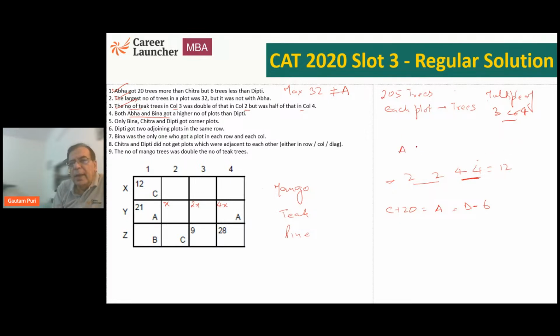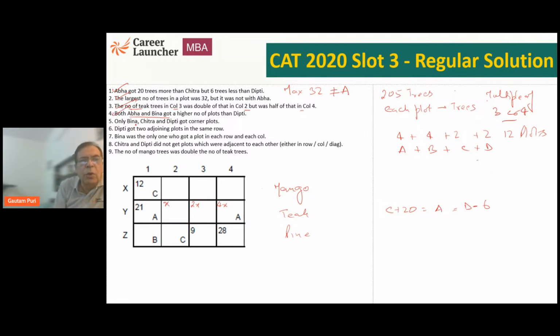So if I look at A plus B plus C plus D, in terms of number of plots is 12 plots. And what has to be the breakup? A and B got higher number of plots than D. So A should be 4, B should be 4, D should be 2, and C should be 2. The 2, 2, 4, 4 is the only combination which is possible in terms of number of plots.